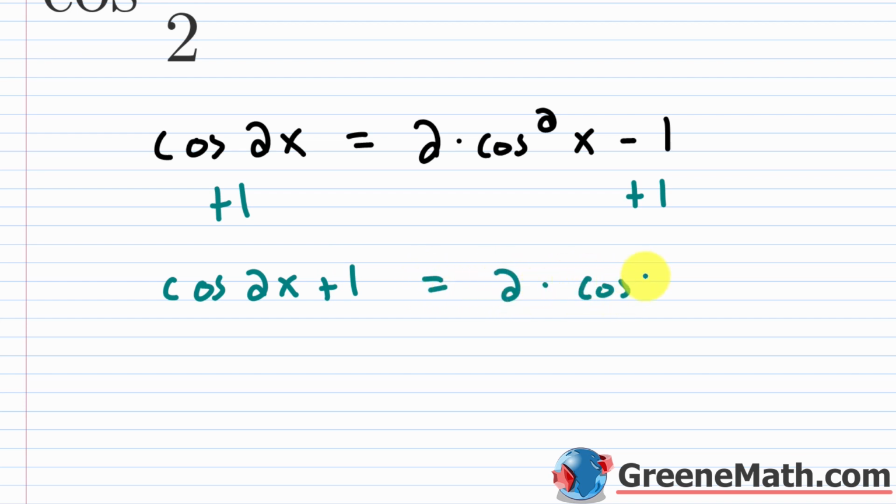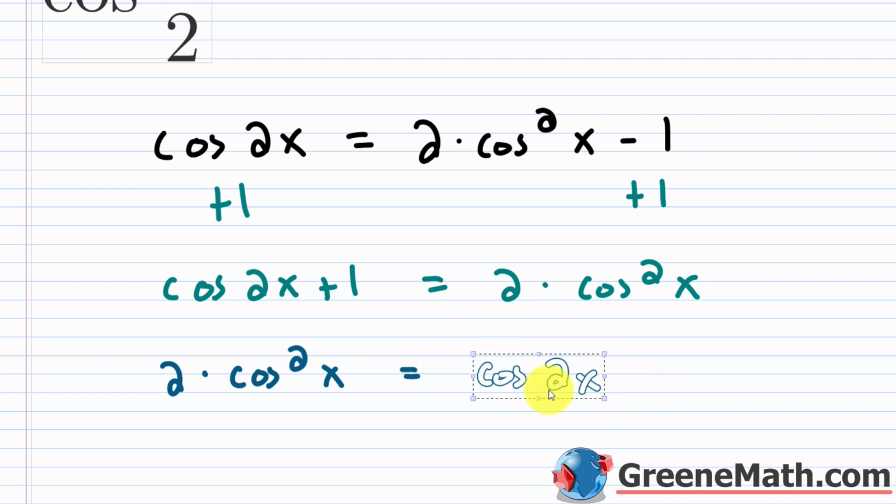2 times cosine squared x. Now I'm going to write this on the left and this on the right. So I'm just going to switch the sides. Remember, that's completely legal. So I'm just going to say this is 2 times cosine squared x is equal to, instead of putting plus 1 with the formula, it's actually 1 plus this guy here. So 1 plus cosine of 2x.